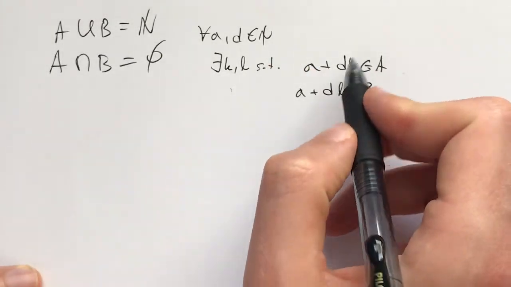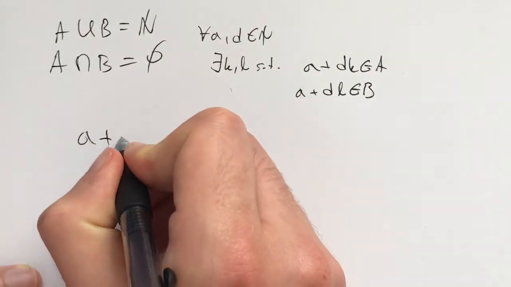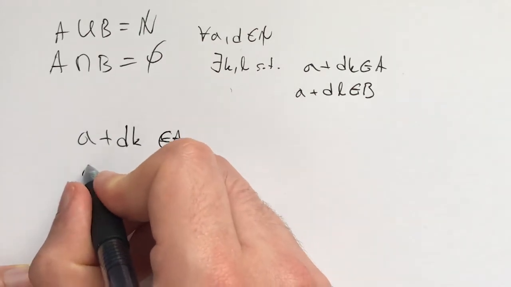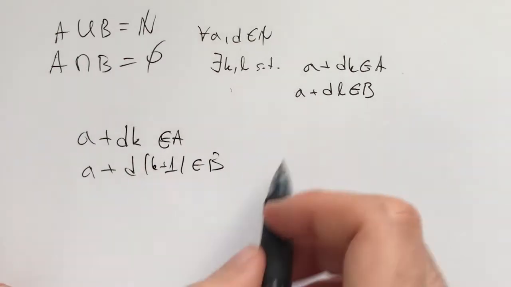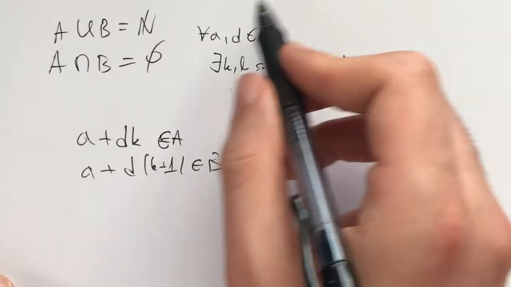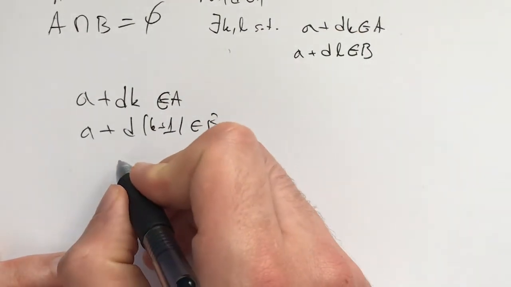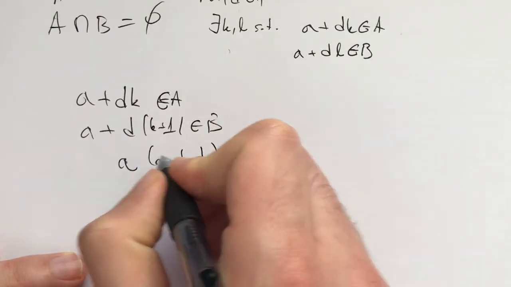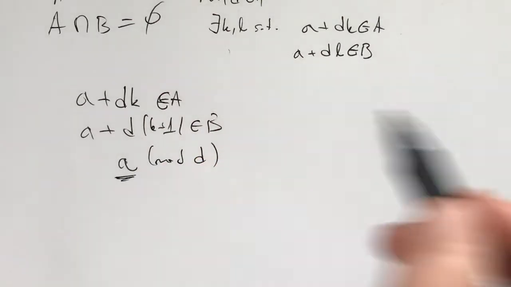If these exist, then there also exist consecutive ones: there exists a k such that a plus dk is in A, and a plus dk plus 1 is in B. There exists stuff like this. Now we can also ask, what does it mean to be an arithmetic progression? Well, this is just a set of numbers that are congruent to a modulo d, starting from a. It's all numbers starting from a that are congruent to a modulo d.